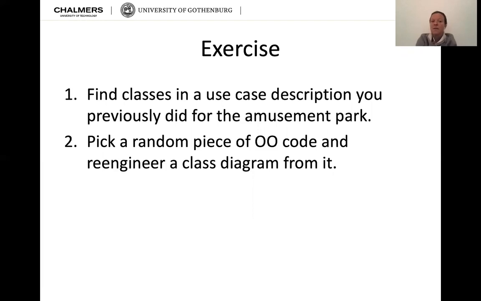Second exercise, pick a random piece of object-oriented code and re-engineer a class diagram from it. So go back to something that you did last semester, last year, and re-engineer that out of your own code without looking at old diagrams if you had some. Or go to an open source project, go to github.com, find a project that you like, pull code out of there, and then re-engineer a class diagram from it.